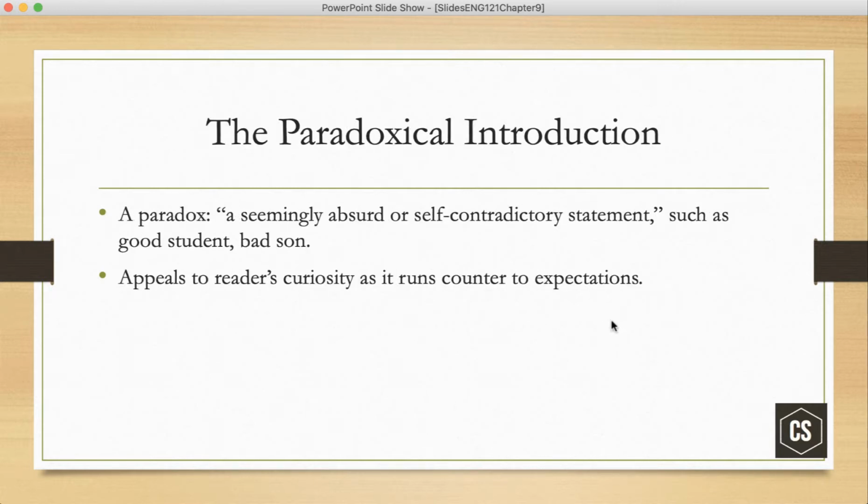The paradoxical introduction. A paradox is a seemingly absurd or self-contradictory statement, such as good student, bad son. So when I go back to that essay, Scholarship Boy, he says that he's a good student and a bad son. And that's a paradox because most parents want their kids to be good students. So why does this make him a bad son? And so we read to find out how those two things can be true. It appeals to the reader's curiosity as it runs counter to our expectations.